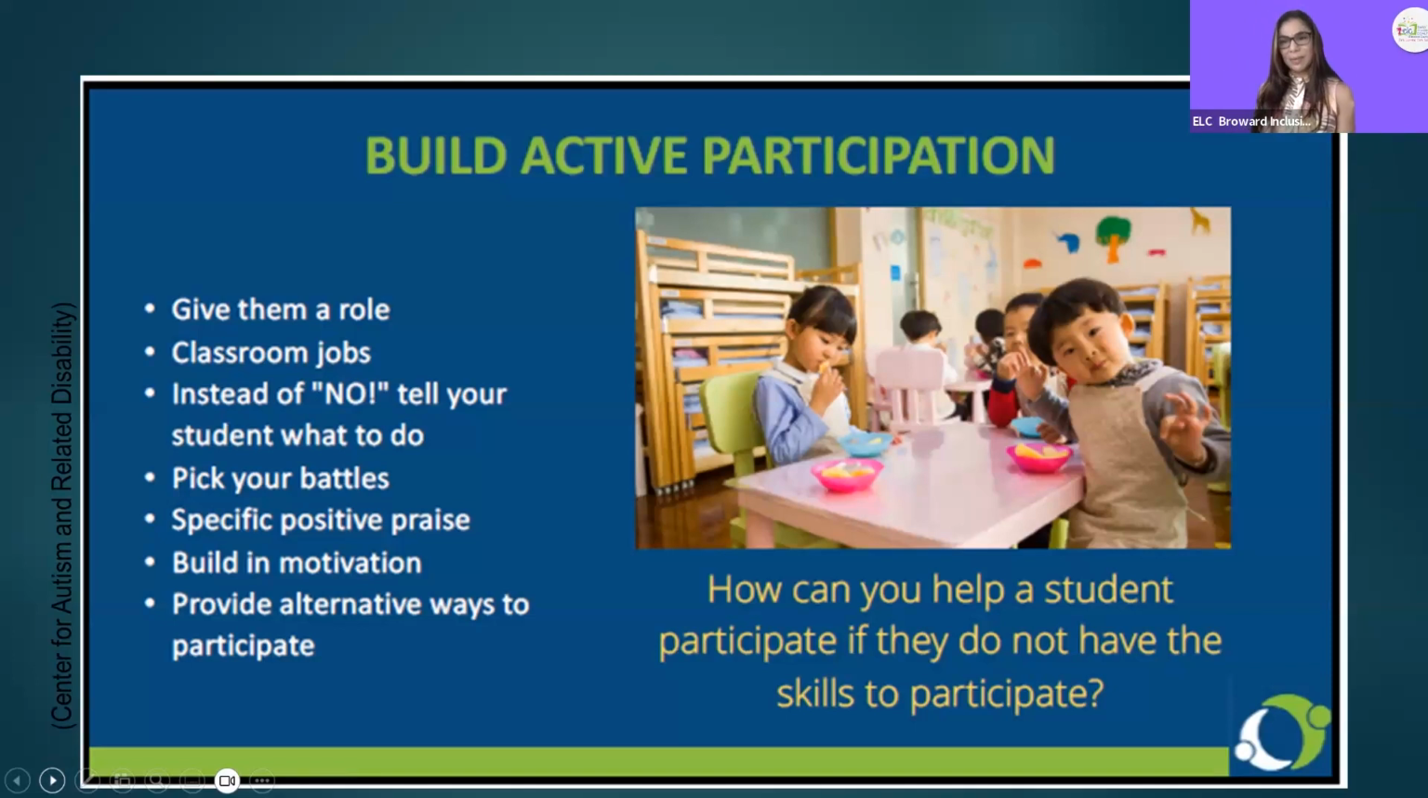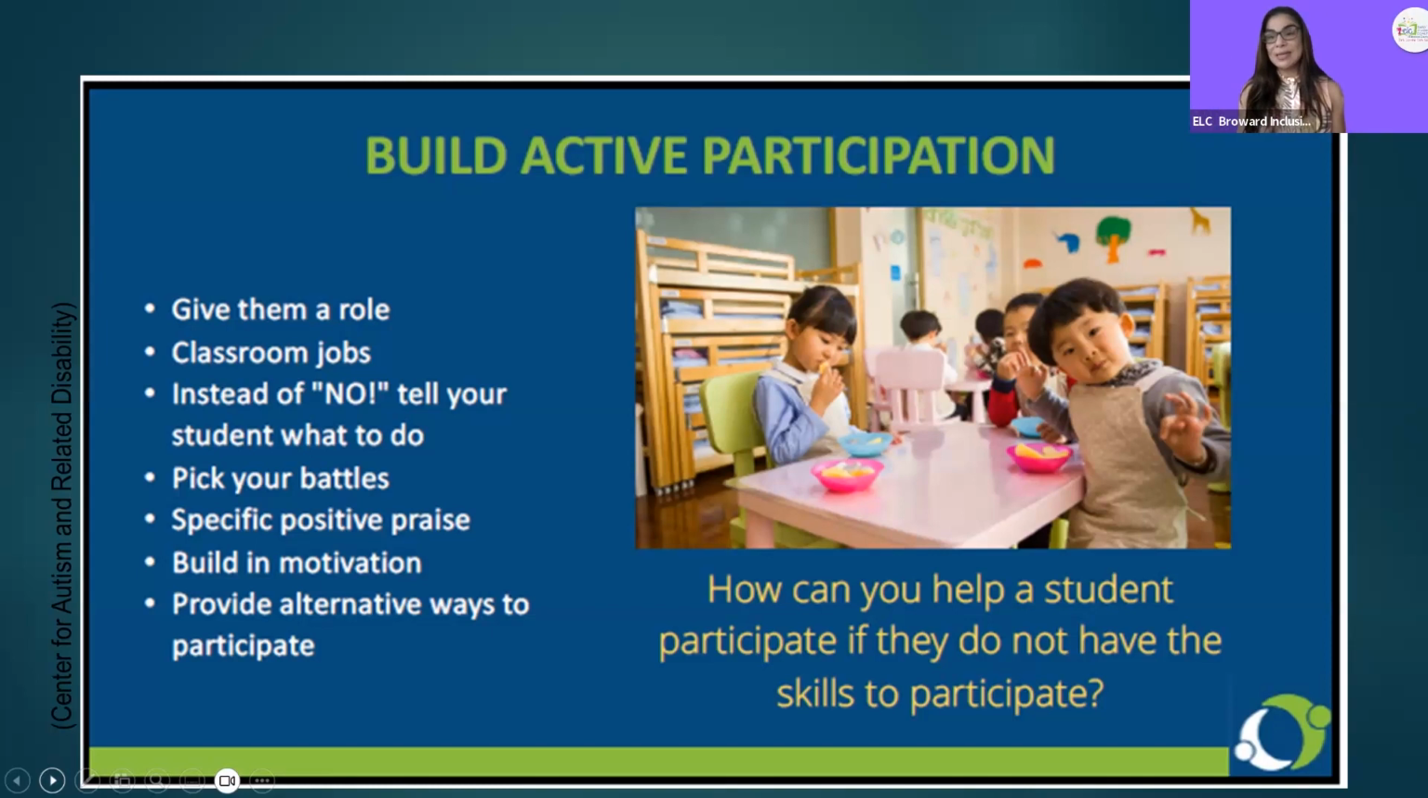Well, we can give them a job and we can scaffold. Well, what does that mean? Provide them the basic fundamental skills that they need, and then build on that, build on what they can do, right? So you give them a role, give them classroom jobs.